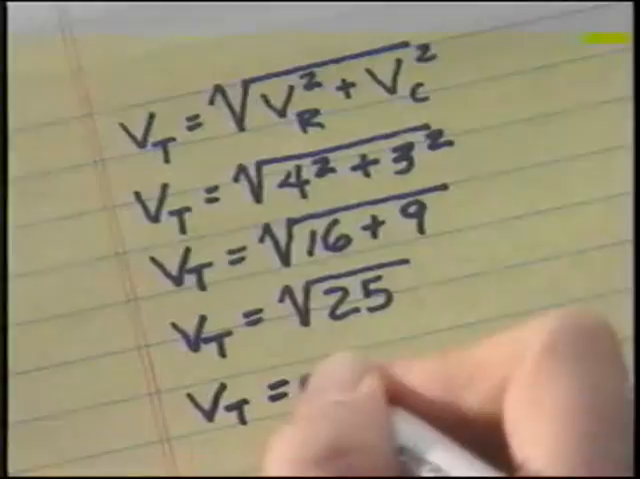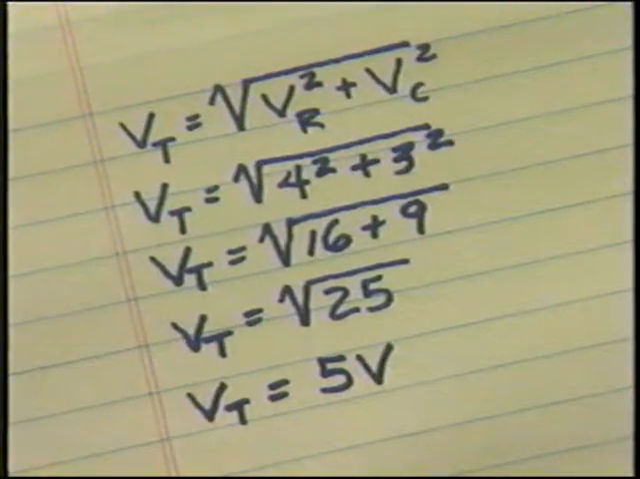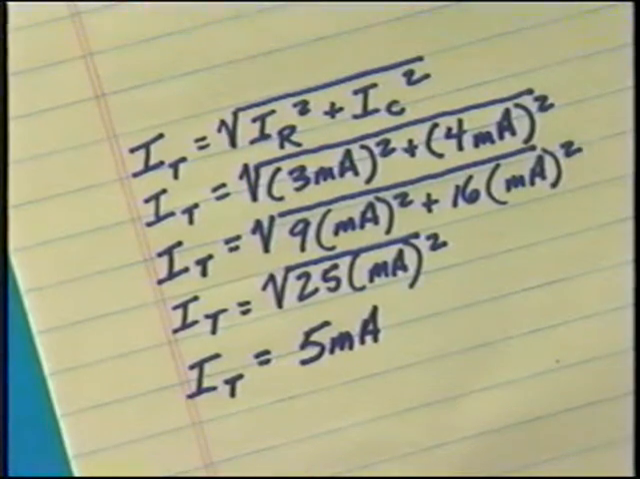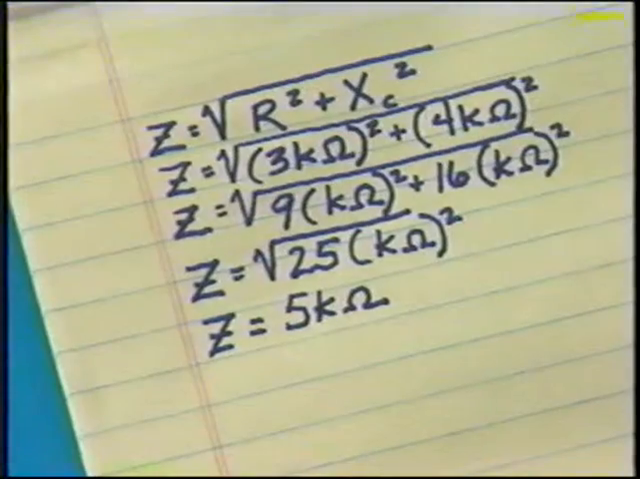You now have a full set of tools for the successful analysis of RC circuits. Let's stop here and review what you've been shown. In this video, you've seen how the total voltage in a series RC circuit and total current in a parallel RC circuit can be calculated. Two important types of relationships were presented: phase relationships and Ohm's frequency relationships. These will serve as useful guides when analyzing RC circuits.